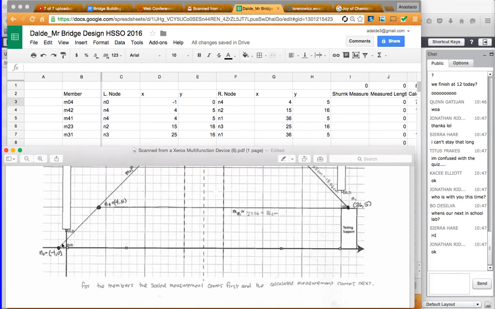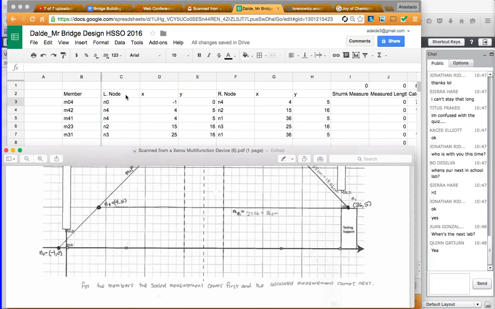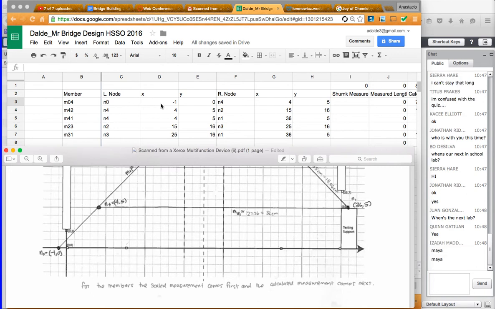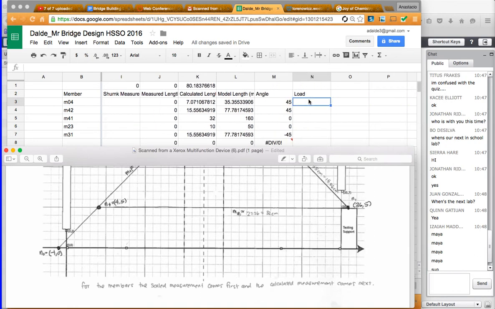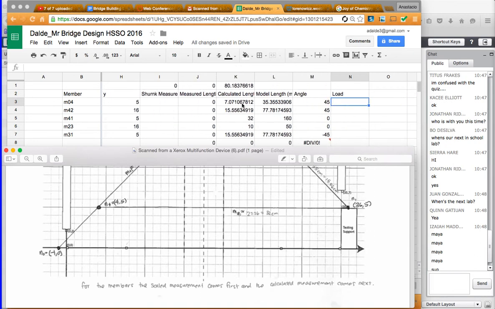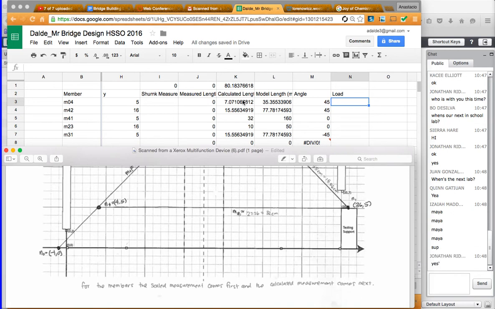See this member right here, from this line that goes from here to here? I'm calling that member 04 because it's connecting node 0 and node 4. Does that make sense? Then I put that information in here: node 0 is at -1, 0, and node 4 is at 4,5. Well, what does this do? The spreadsheet will calculate the length it takes to go from here to here. Are we cool with that? You look at this calculated length, and that's your answer right there.